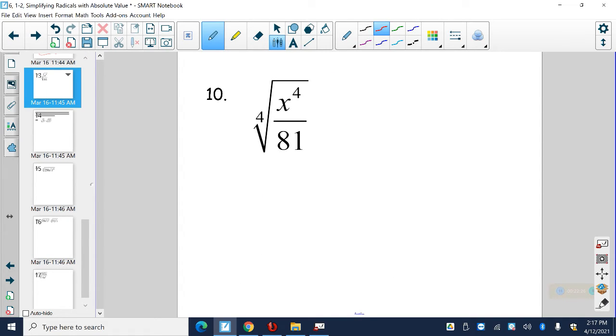Okay, number 10. Okay, what do I have going on here? I have a fraction, don't I? Yeah. So what we're going to do is we're going to simply rewrite this as the 4th root of x to the 4th.